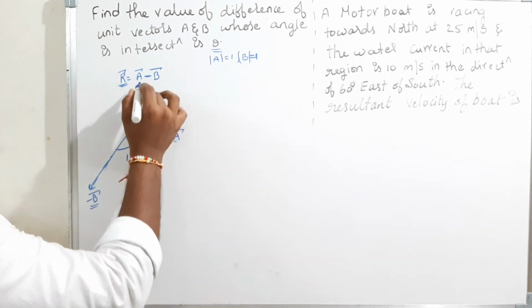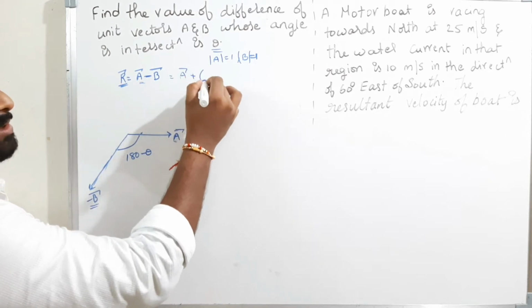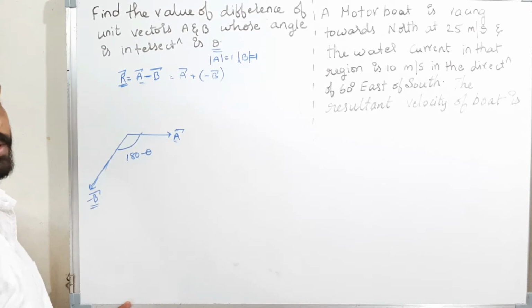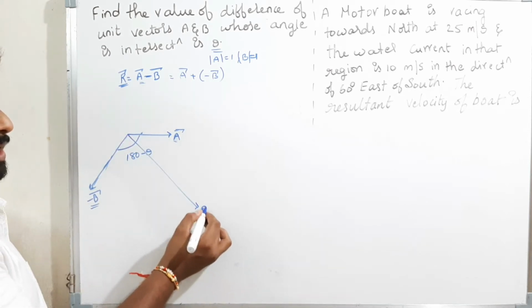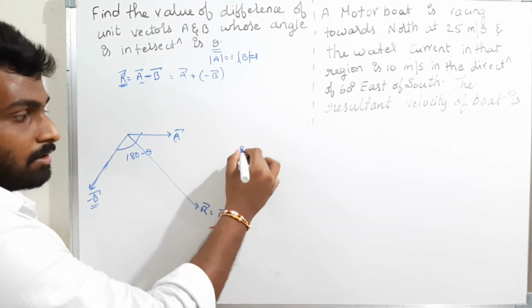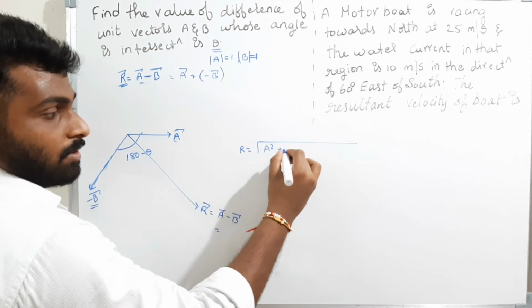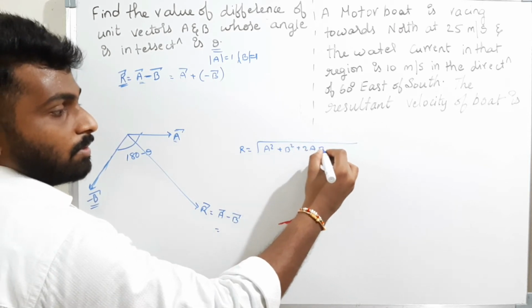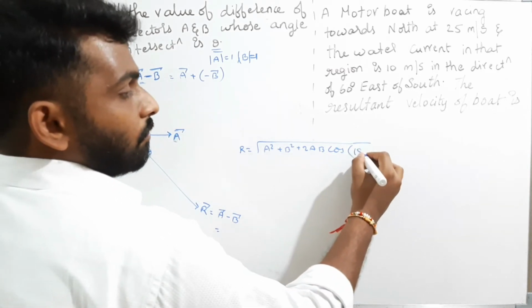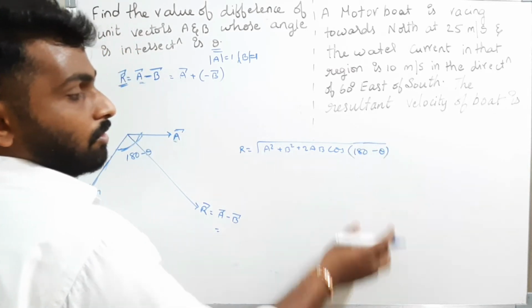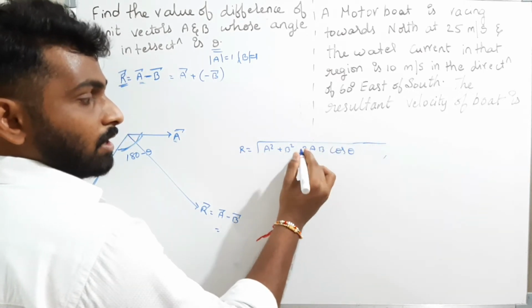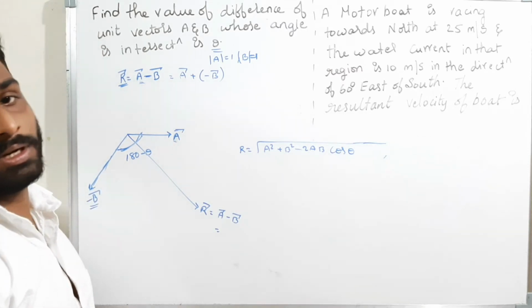What is r? R is nothing but the resultant of a bar plus minus b bar. That means the resultant will be somewhere here. That is r bar, which is nothing but a bar minus b bar. Now what is the resultant? R is nothing but root of a square plus b square plus 2ab cos of the angle between them. The angle between them is 180 minus theta. Cos of 180 minus theta is nothing but minus cos theta. Therefore minus 2ab cos theta.